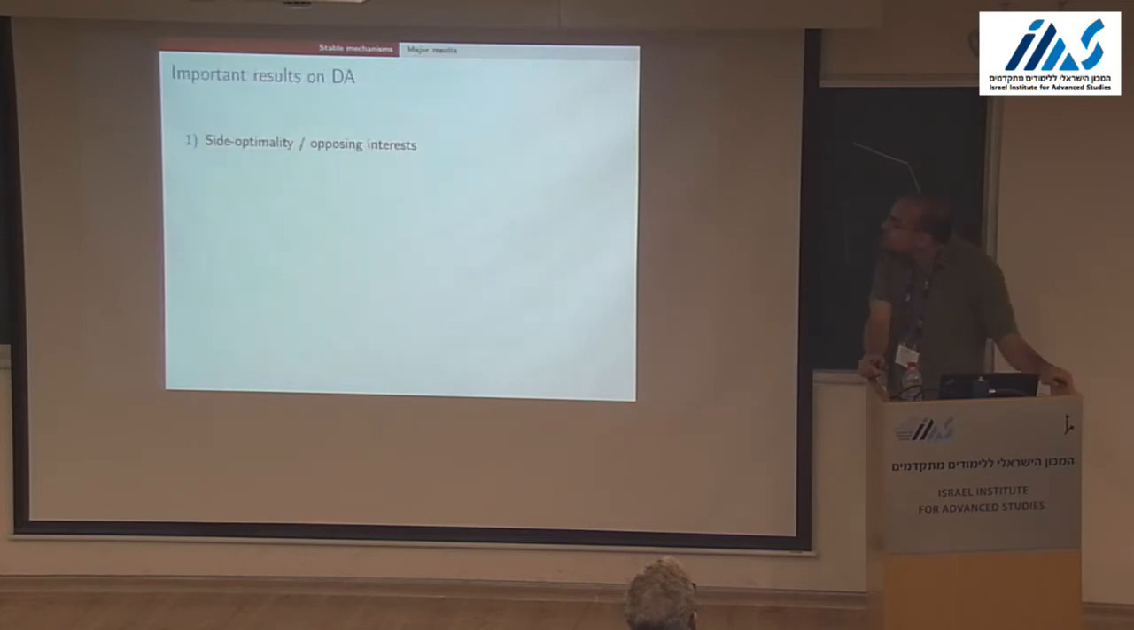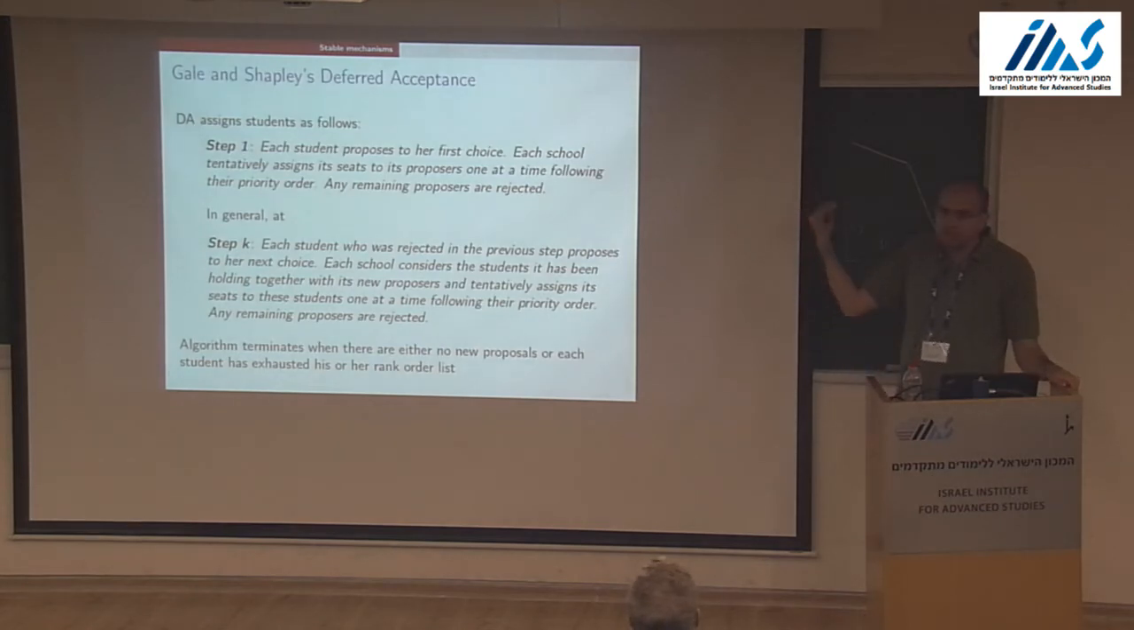Before telling you about those examples, though, let me tell you about some very important results on deferred acceptance. Okay, so again, this is really a helicopter tour, so I won't be able to give you the proofs of these results. There's a book by Roth and Sotomayor that has some of these results. But the main results that I want you to know about are the following. So the first is what I'm calling side optimality and opposing interests. So the way we define this algorithm here is students are proposing to schools. You could have easily thought of the opposite, schools proposing to students. And that would define another version of deferred acceptance.